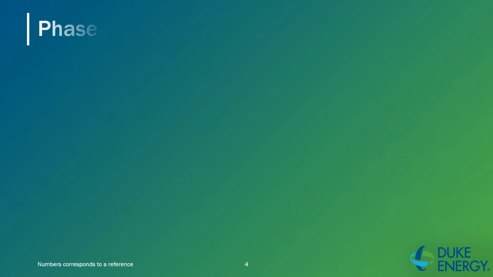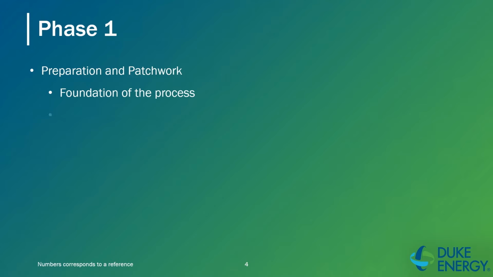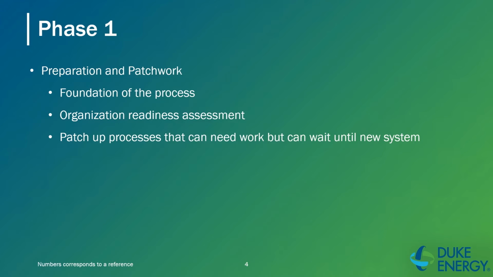Phase 1 of the process consists of planning tasks that will be the foundation of the process. The team will perform an organization readiness test to plan out the roadmap based on hotspot results. With this assessment, a task list of items that need an overhaul but can wait until the new system is operational will be created, so those items can be patched up for the time being.